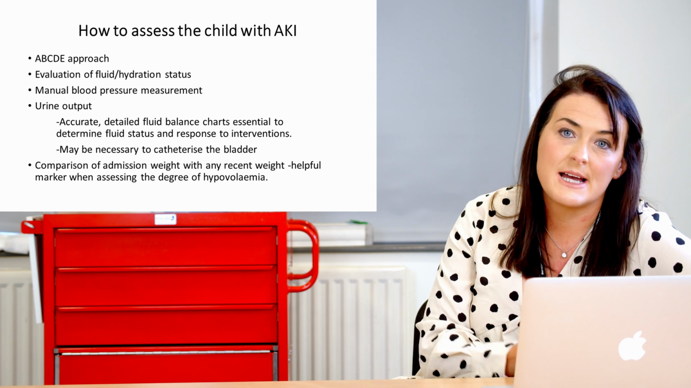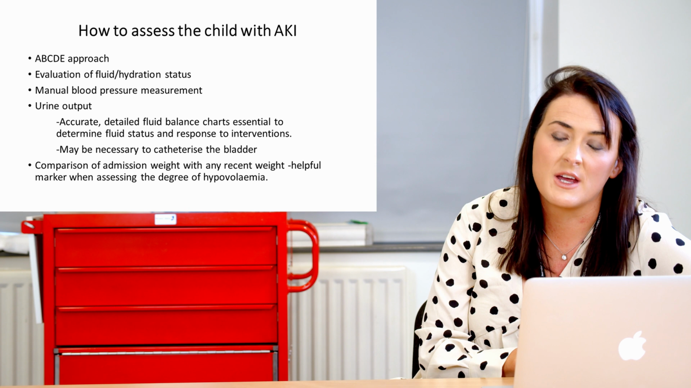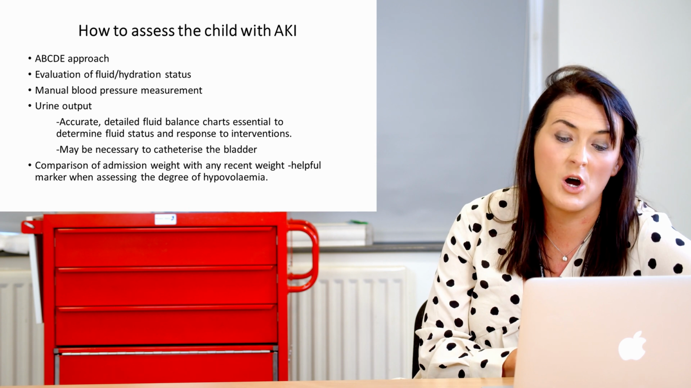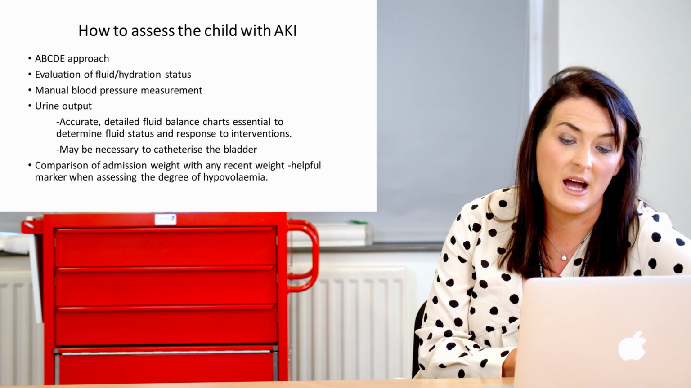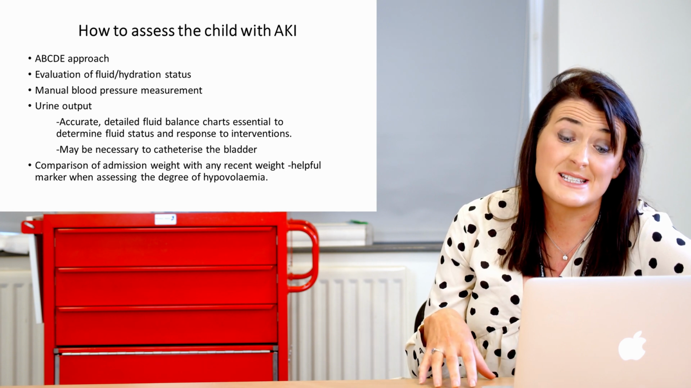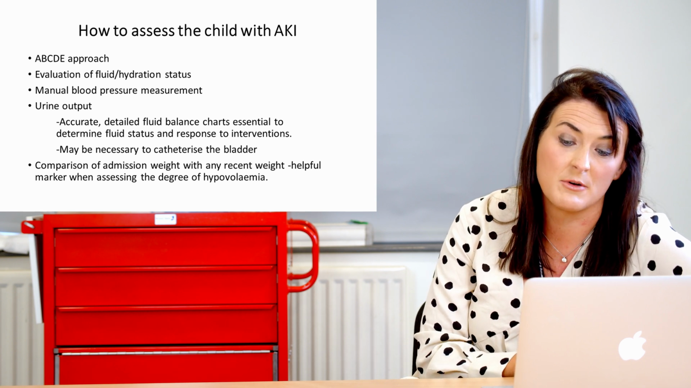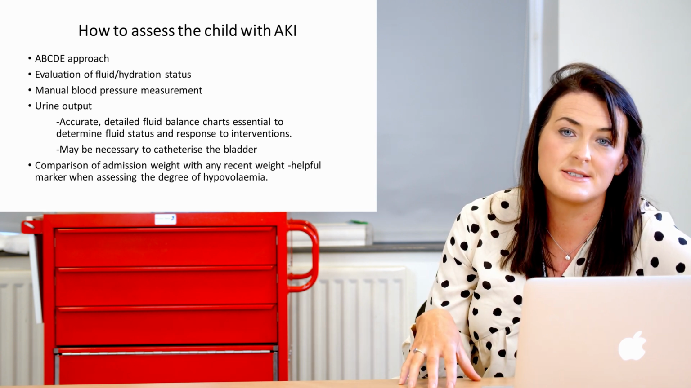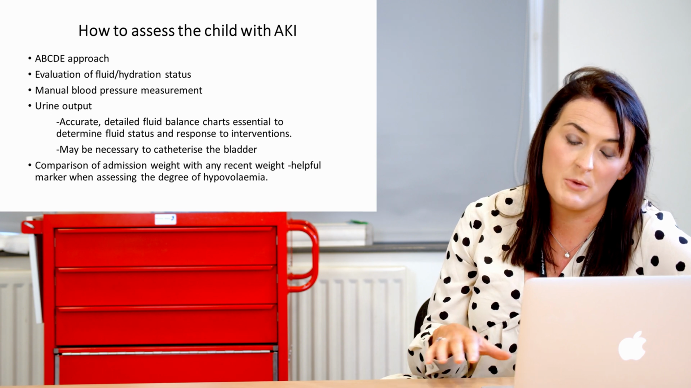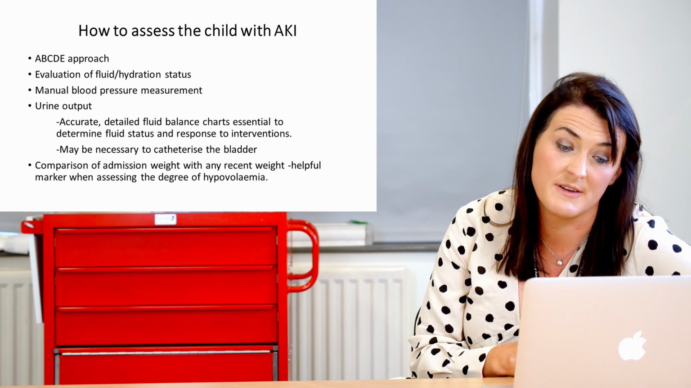So how do we assess these children with AKI? Attend to their life-threatening features first. So think about your ABCDE approach. So oxygenation, fluid status and electrolyte derangement. Evaluation of fluid status is essential to clinically determine if they are hypovolemic, euvolemic or hypervolemic. Make an attempt at that. It is difficult and I fully appreciate that, but do make an attempt. It makes it easier for people coming behind you to see if your changes have been effective.